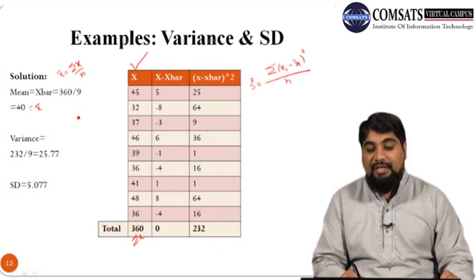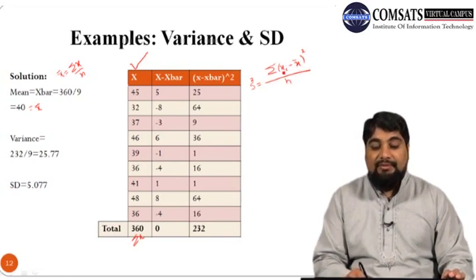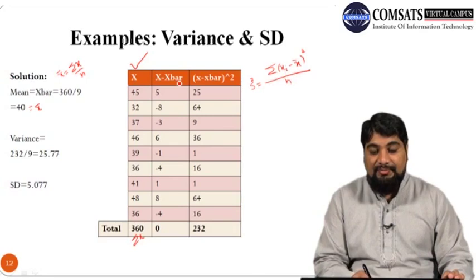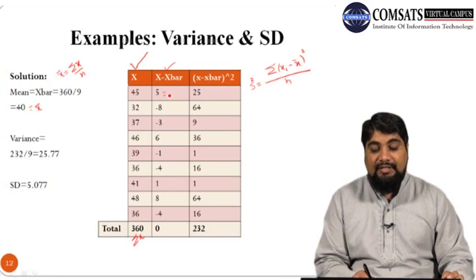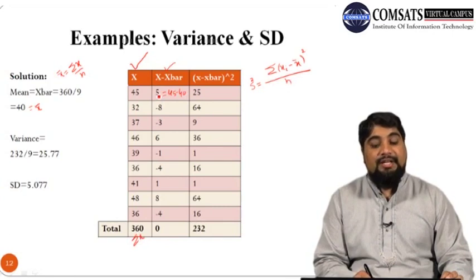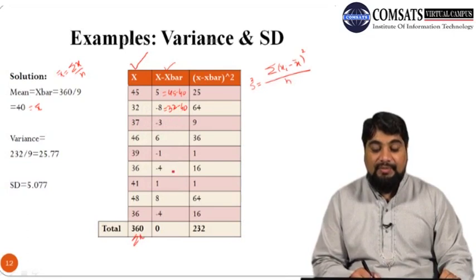So in order to calculate this variance, which is S square, we have to subtract this x bar or sample mean from each of the x values. So here construct another column, x minus x bar. So x is 45, the first value of x, and x bar is 40. So we can calculate it as 45 minus 40. So we get 5. Similarly here, x is 32, x bar is 40. So we get minus 8 and so on.